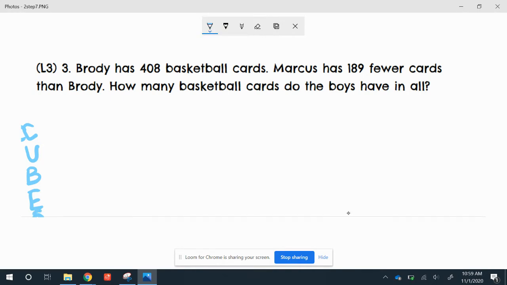So first we're going to start with our C. C is for circle the numbers. We have 408 and 189. U stands for underlining the question. The question states, how many basketball cards do the boys have in all?